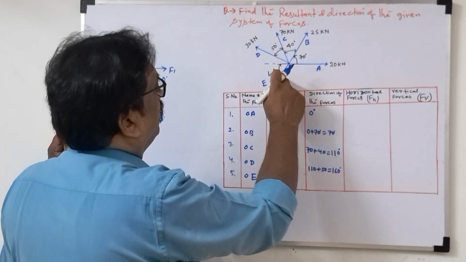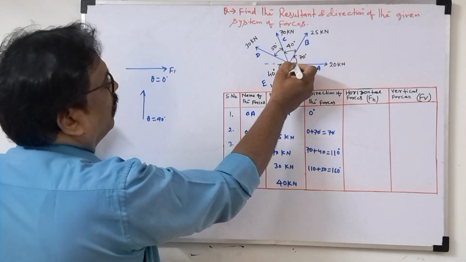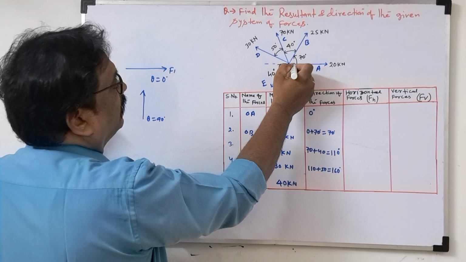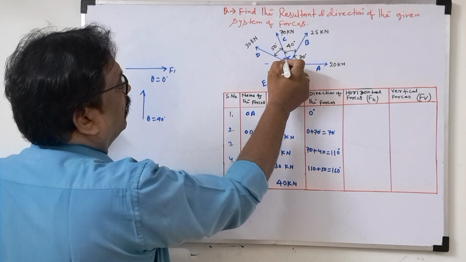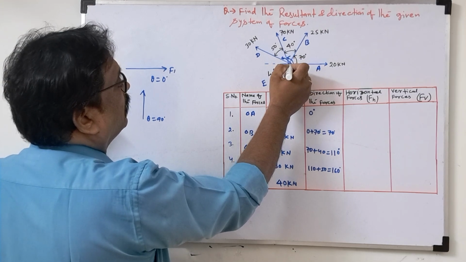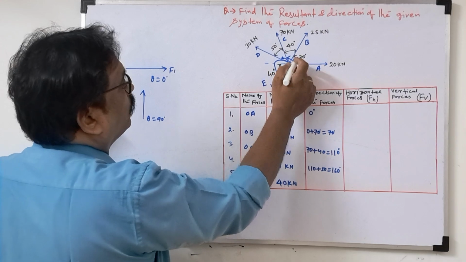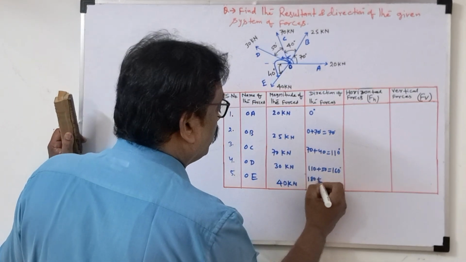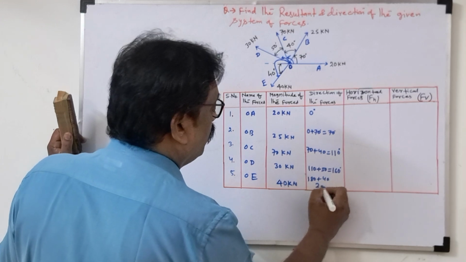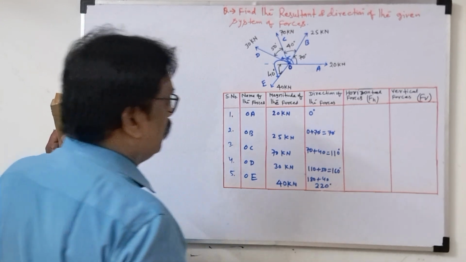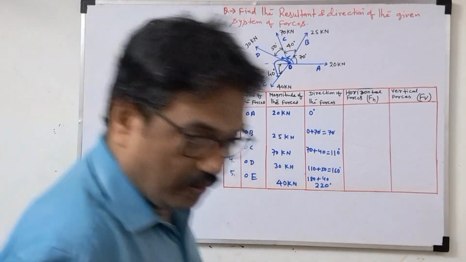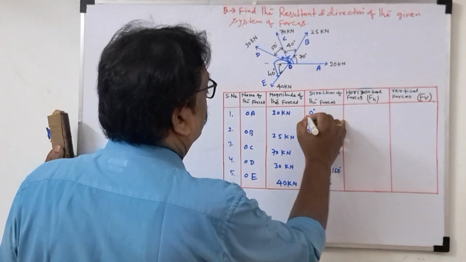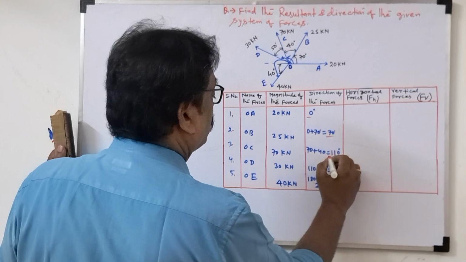Next, the angle is here. We are taking the angles with respect to the first horizontal. This one is taken 70, then this, then this. Now we take this one: 180 plus 40 comes to 220 degrees. So I have written all the directions of the forces. The first one is 0, the second one is 70, the third one is this.